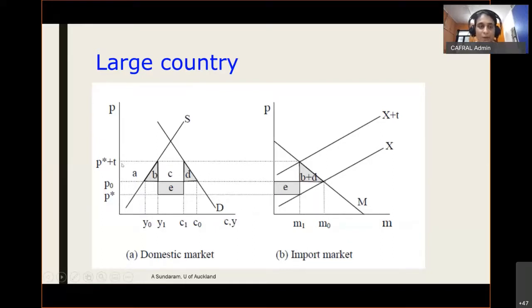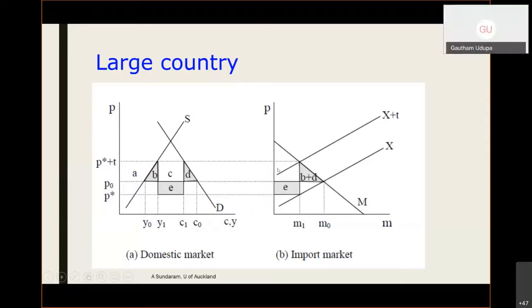Now, can anyone tell me what this is called? This idea that a large country, by imposing a tariff of T, has driven down the world price from P naught to P star has a name. Does anyone know what that is? What do we call this effect, where a large country putting on a tariff can actually drive down the world price? Anyone? There doesn't seem to be any answers.